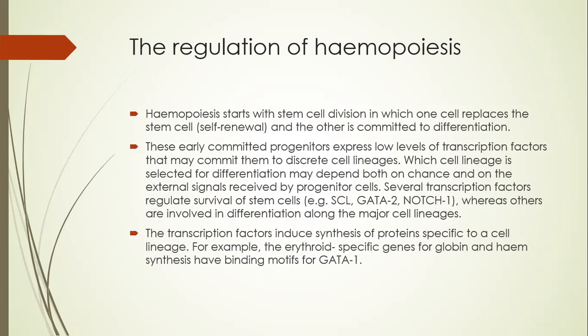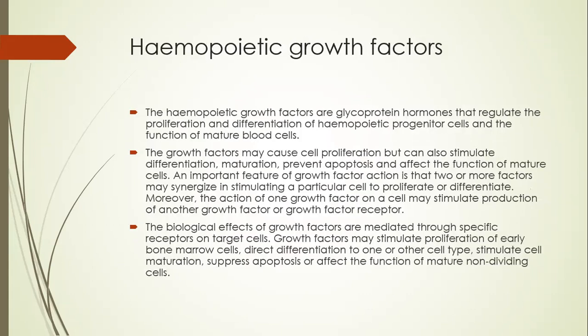For example, the erythroid specific genes for globin and the heme synthesis have binding motifs for GATA-1. I have told you before and explained to you before how this GATA-1 is involved in this growth. So the glycoprotein hormones regulate the proliferation and the differentiation of the hematopoietic progenitor cells and the function of the mature blood cell. The growth factors may cause cell proliferation, but can also stimulate the differentiation, maturation, prevent apoptosis, and affect the function of the mature cells.